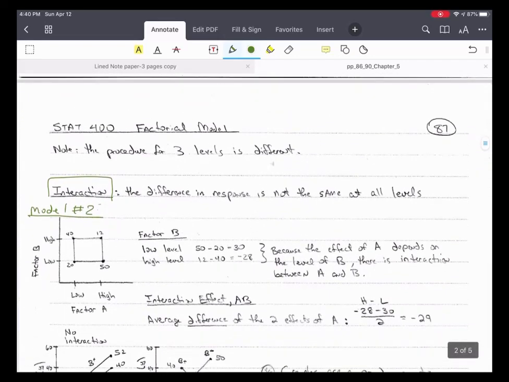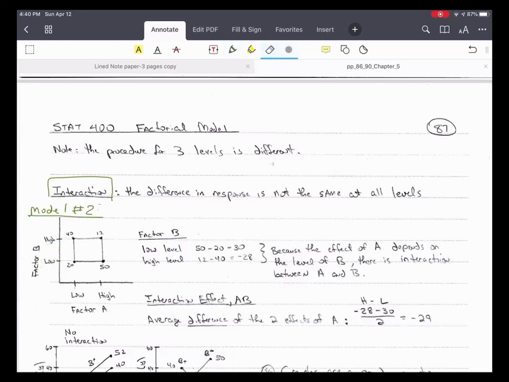So the interaction says the difference in response is not the same at all levels of whichever factor we want to hold constant. If we look at factor A at the low level, we go from 20 to 40. When we look at high, now we go from 50 to 12, so it's reversed. Likewise, for factor B, the low level goes from 20 to 50. The high level goes down from 40 to 12. So they're going in different directions here.